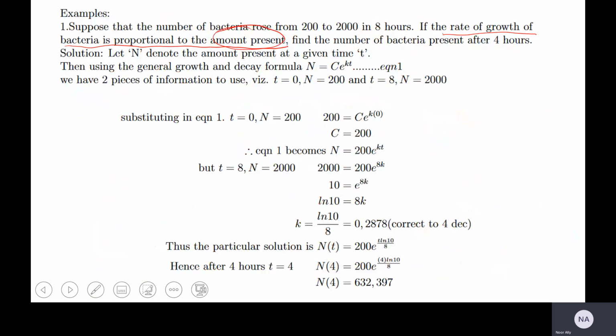Now, why do I say that's an important statement? Because if you look at the rest of the question, find the number of bacteria present after 4 hours. If you simply ignore the statement that the rate of growth is proportional to the amount present, many people will say, oh, that's easy. If 200 went to 2000 in 8 hours, then in 4 hours, I'll just find the midpoint. Well, unfortunately, that does not happen because the rate of growth is proportional to the amount present.